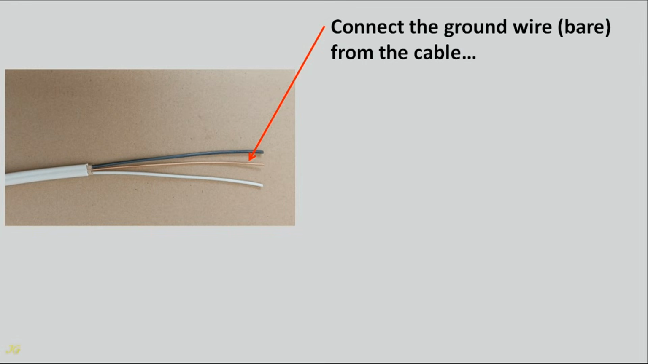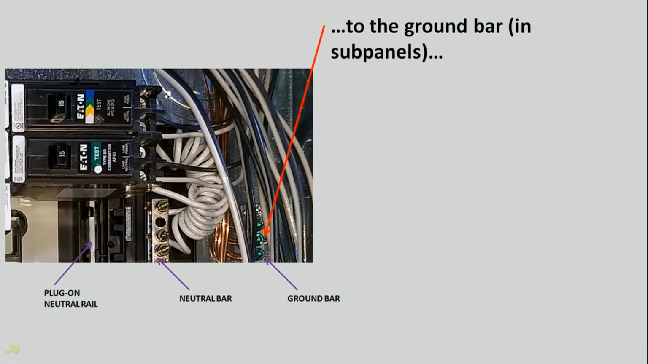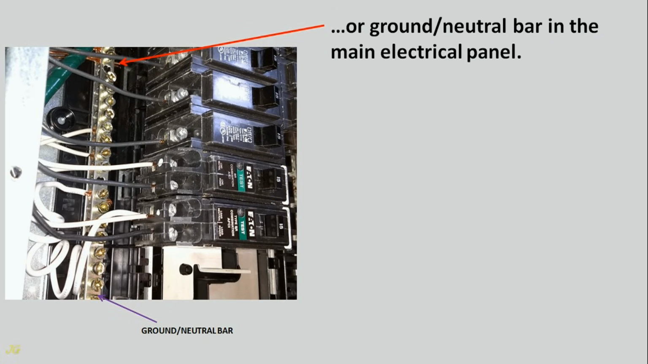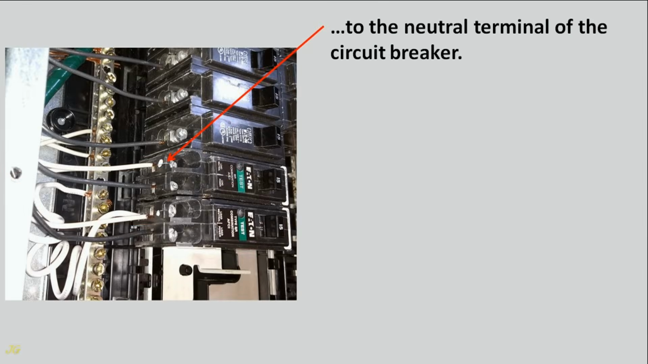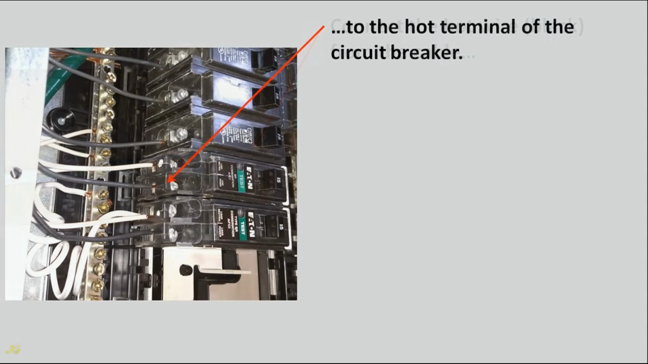Connect the ground wire, bare, from the cable, to the ground bar in subpanels, or ground/neutral bar in the main electrical panel. Connect the neutral wire, white, from the cable, to the neutral terminal of the circuit breaker. Connect the hot wire, black, from the cable, to the hot terminal of the circuit breaker.